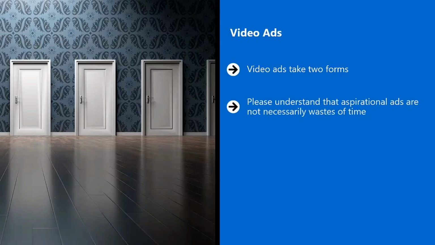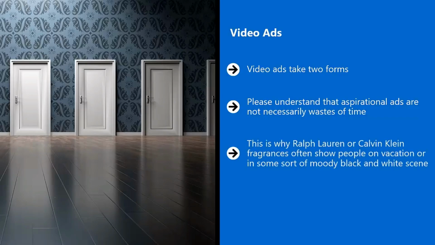Please understand that aspirational ads are not necessarily wastes of time. When was the last time you bought a Calvin Klein underwear product because Calvin Klein just showed a picture of the underwear on a page? Chances are never. Usually cologne, perfume, and fashion products are sold not so much to the images or video of the products themselves, but the lifestyle of the people that supposedly own those pieces of clothing. This is why Ralph Lauren or Calvin Klein fragrances often show people on vacation or in some sort of moody black and white scene. They're selling you a lifestyle or a mindset. That's what you're buying into.